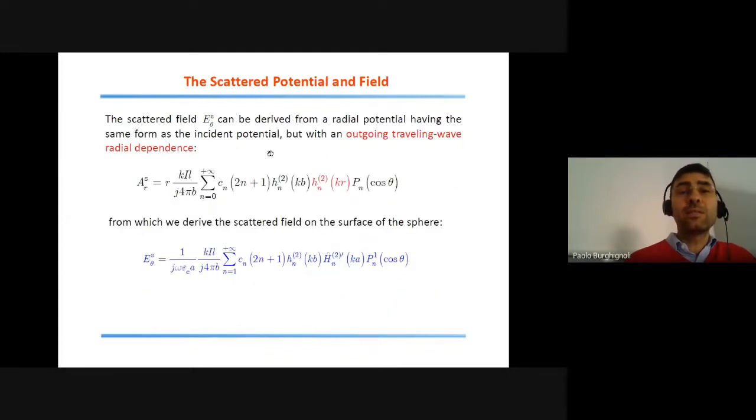The scattered electric field can be obtained in the same way by employing a radial potential having exactly the same form. However, now we will use an outgoing traveling wave dependence on the radial coordinate. So instead of a Bessel function j, we will have a spherical Hankel function h, here highlighted in red, of the second kind, from which, with the same algebra, we derive the scattered field on the surface of the sphere. And now we will have a modified spherical Hankel function h hat instead of the modified Bessel function j hat.